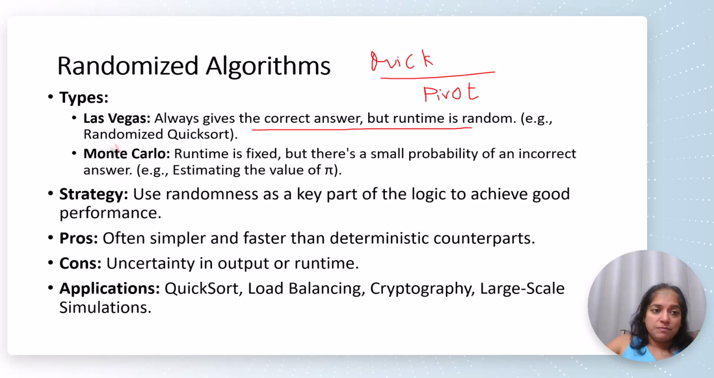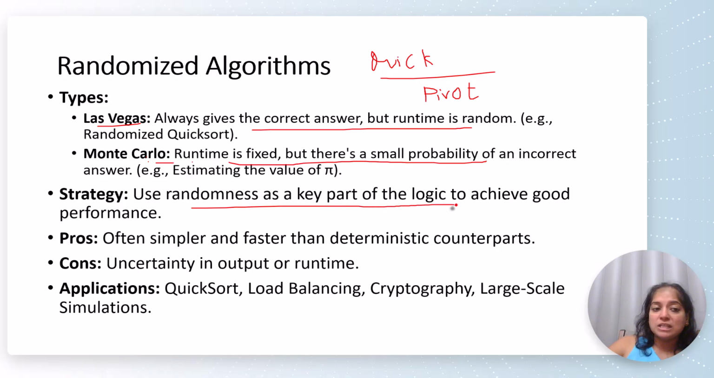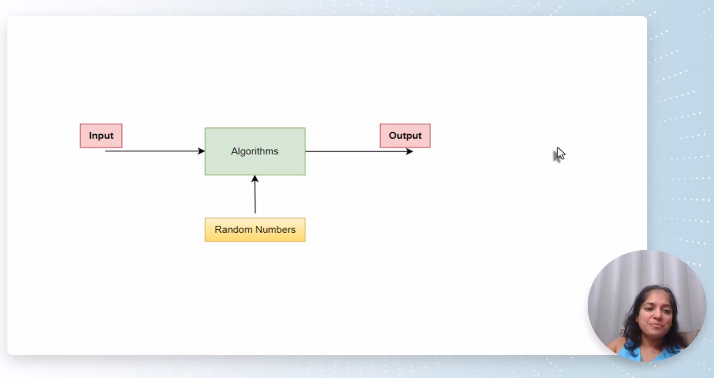That is if we are using the Las Vegas method. If we are using Monte Carlo, the runtime is fixed, but there is a small probability of an incorrect answer, right? So how do we do it? We use randomness as a key part of the logic to achieve good performance. It is generally simpler and faster than deterministic counterparts, but it has uncertainty in the output or runtime because my key is random. The examples include quicksort, load balancing, cryptography, large scale simulations. There are plenty of applications.